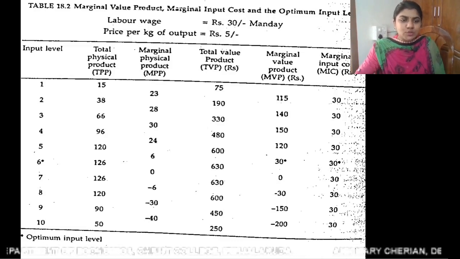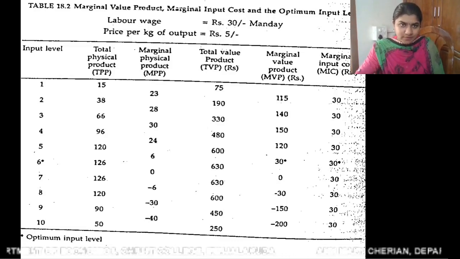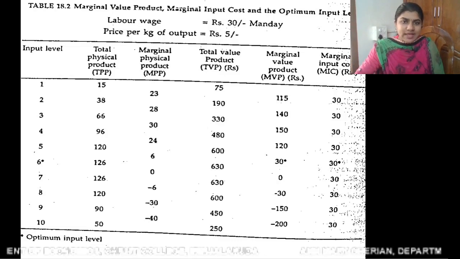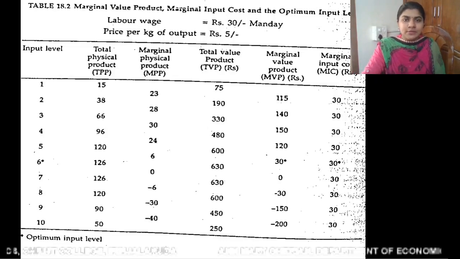So the 6th unit is the optimum input level. The optimum input level is calculated when MVP is equal to MIC. At that particular point, the input level is optimum. So in this example, the input level is optimum at the 6th unit.